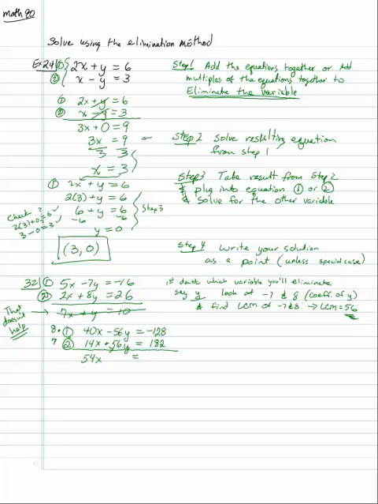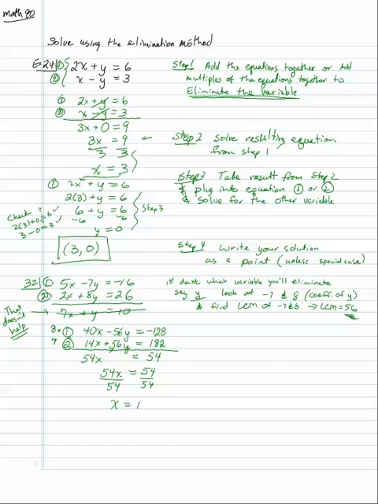Negative 128 plus 182, I subtract, that's 54. Okay, so that's step 1. So I eliminated y, I get this resulting equation, 54x equals 54. I'm going to solve it for x. So divide by 54. So x equals 1. So that's step 2.